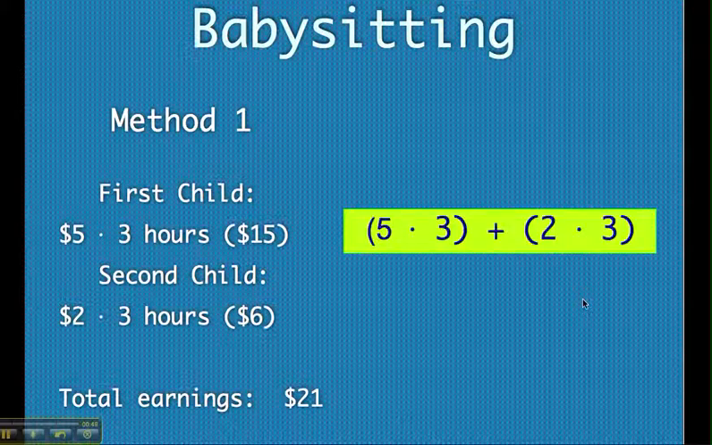An algebraic expression which would model what these students use for a solution might be the quantity 5 times 3 representing the first child, the quantity 2 times 3 representing the second child, add them together for the $21.